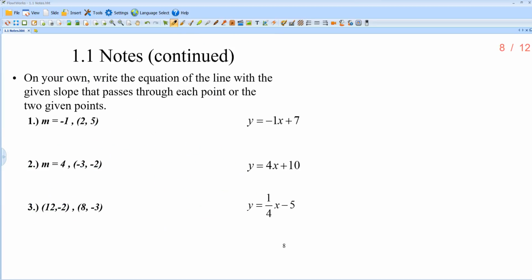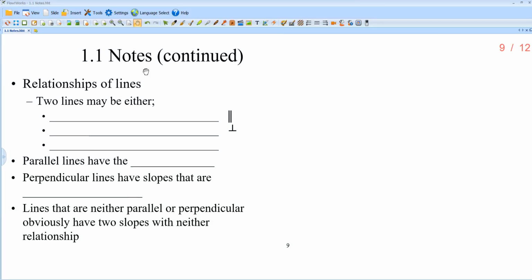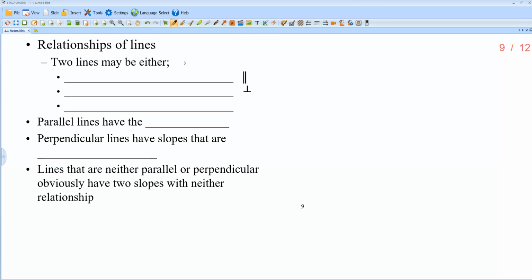All right, we're going to skip this next page of examples. We'll do those in that example video. And then I think this is our last slide that we're going to be talking about, relationships of lines. So when we're talking about relating two lines to each other, we have sort of three options. One, the lines can be parallel.